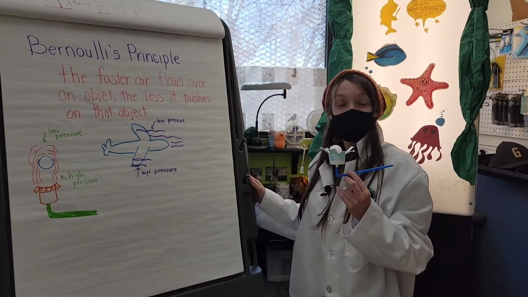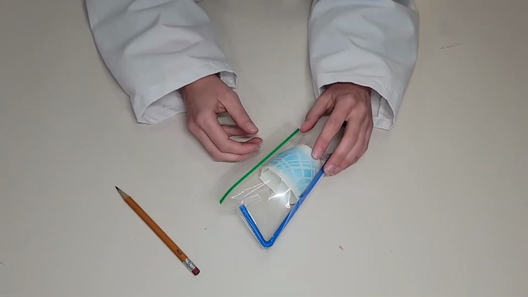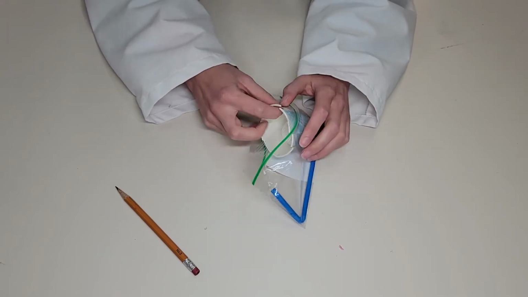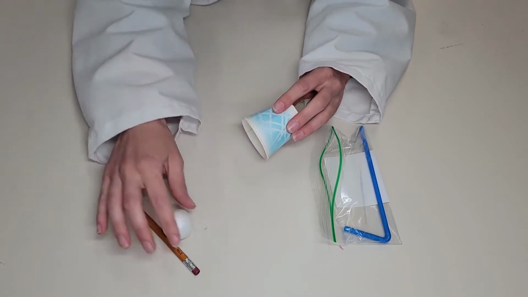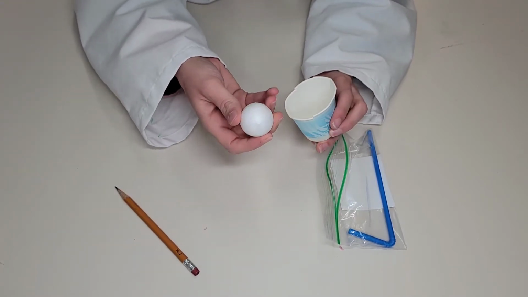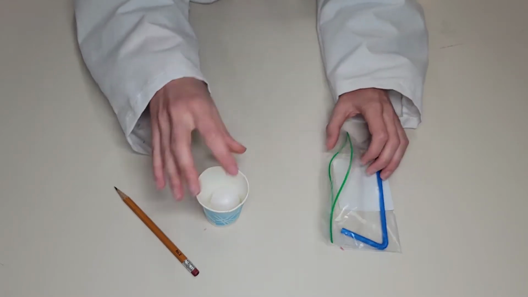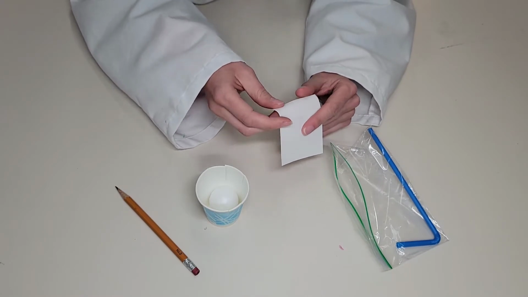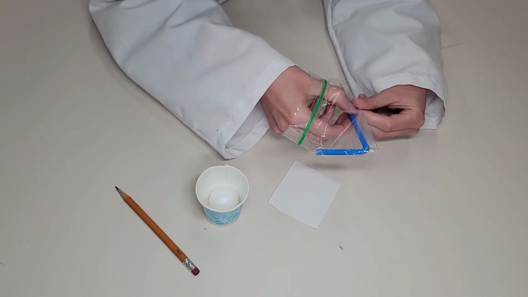All right, so let's get to it. Let's make the project. So let's start, as we always start, by taking a look at our materials. So we have a Dixie cup, and it should have some little cuts along the side. We have a styrofoam ball, just like this. We have a couple stickers right here. And then we have a straw.